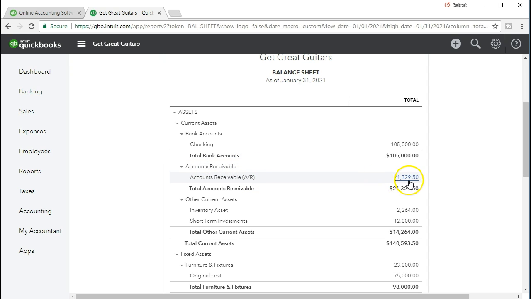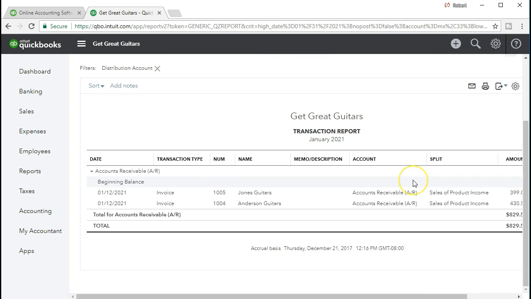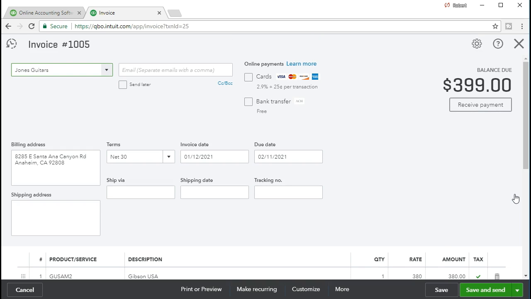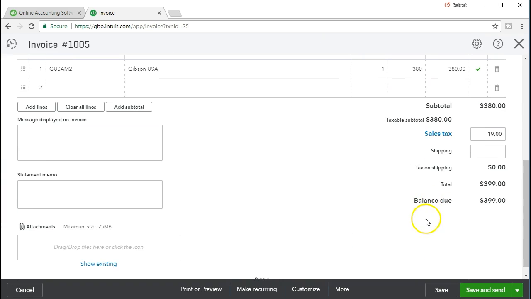So we'll select the receivables item. And we see the invoice here. So this is the Jones invoice. It has the $399. If we click on that, we can auto zoom down, and we see that invoice, the $399 being the total amount here.